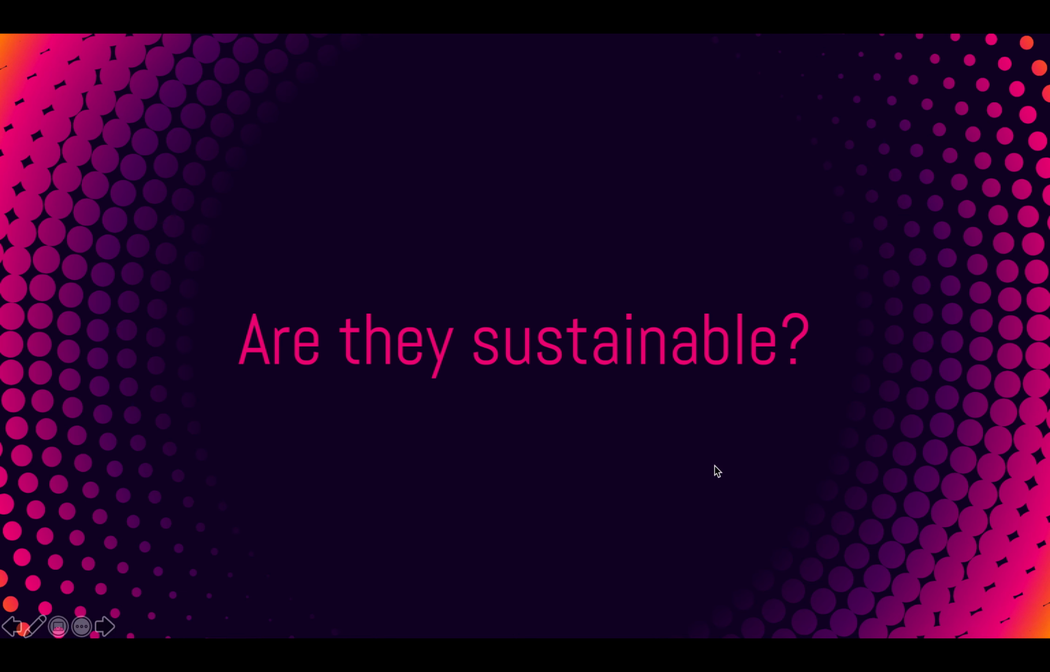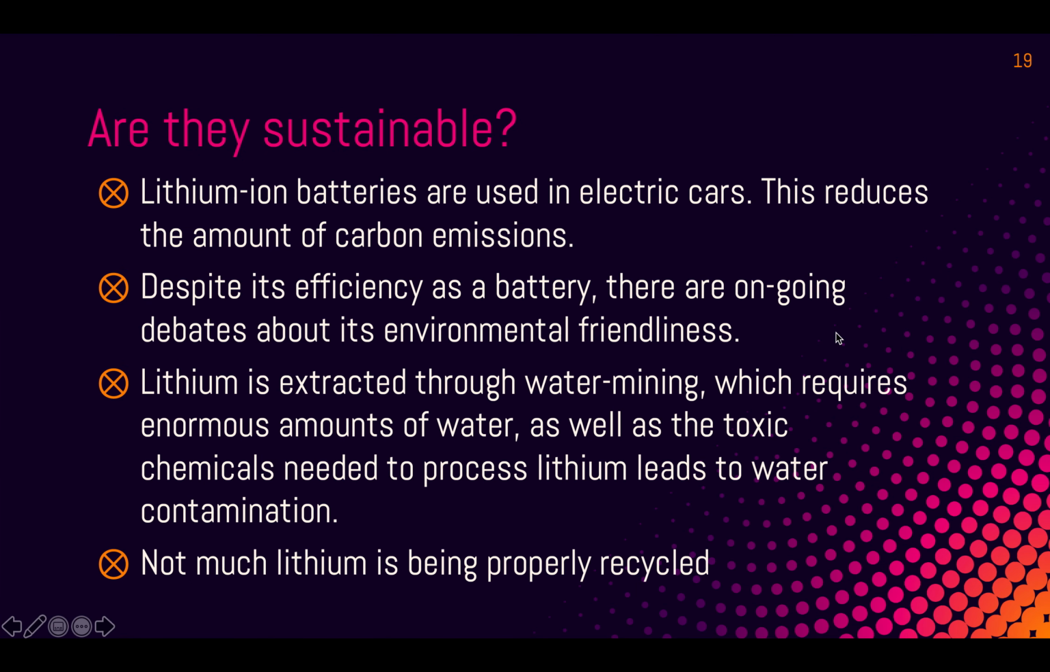So we talked about the advantages and disadvantages, but now we're going to talk about if they are sustainable. So lithium-ion batteries, like we just said, are used in electric cars, and this is obviously very sustainable, good for the environment because this reduces the amount of carbon emissions. But despite its efficiency as a battery and what it can do, there are ongoing debates about its environmental friendliness. Because lithium is extracted through water mining, which requires enormous amounts of water, as well as the toxic chemicals needed to produce lithium. And this leads to water contamination.